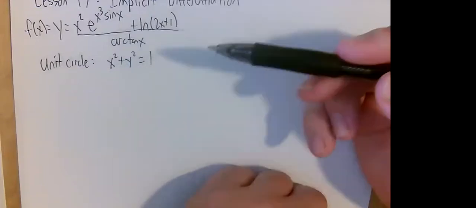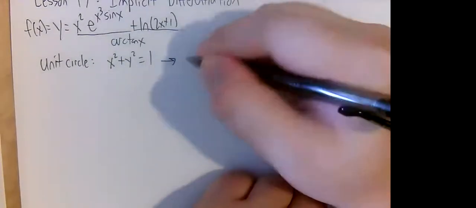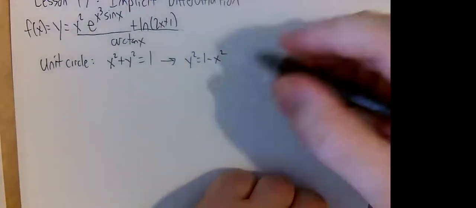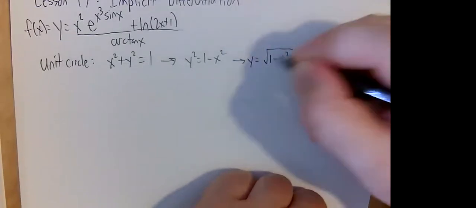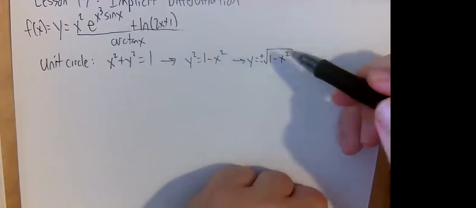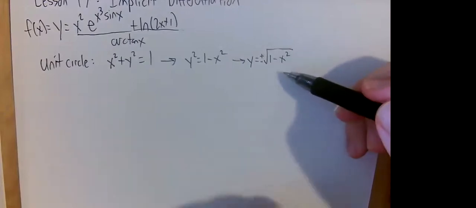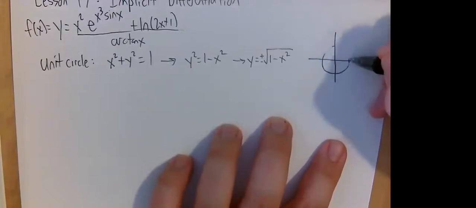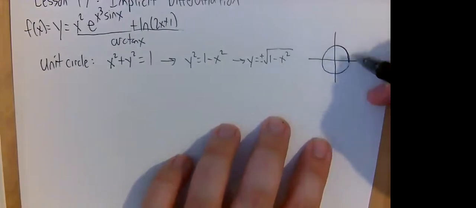Now you might be like, okay, well, I could use algebra to solve this for y. So what I could do is subtract x squared from both sides to get this, and then I could take a square root. But the problem is with the square root, we end up getting this ambiguity where it could either be the positive square root of this or the negative square root of this. And what this means geometrically, if we were to draw the unit circle, is that the plus would correspond to the upper half circle here, and the minus would correspond to the lower half circle here.